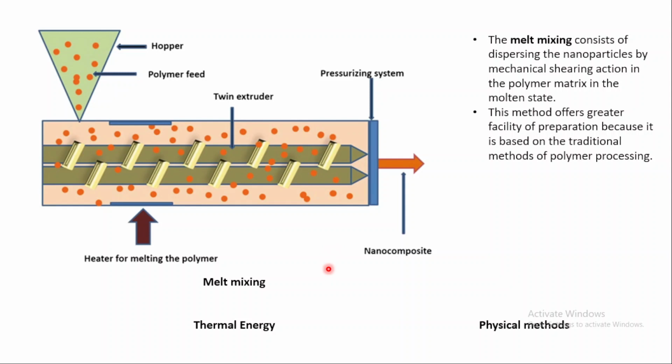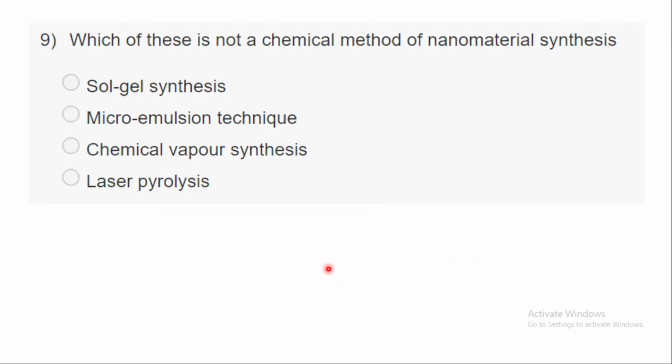Let's move on to the next question here. Question number 9. Which of these is not a chemical method of nanomaterial synthesis? Students, please try to answer.